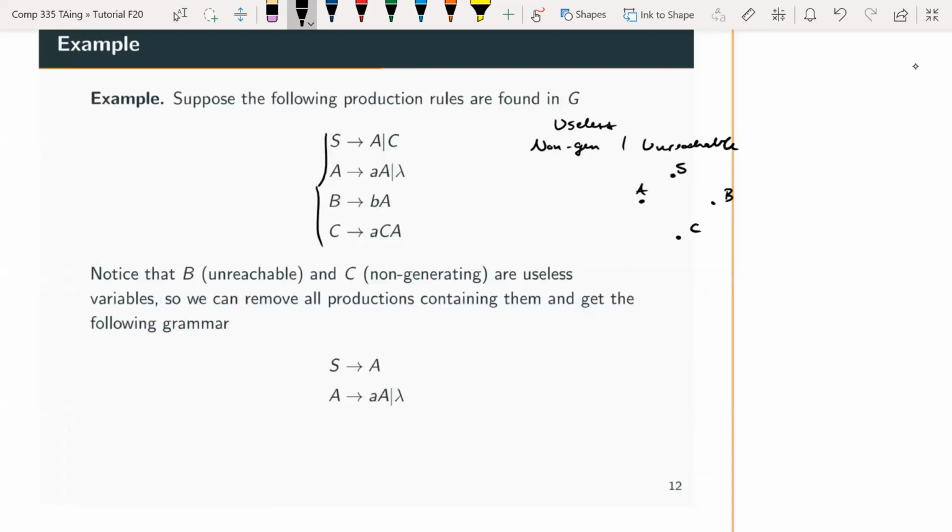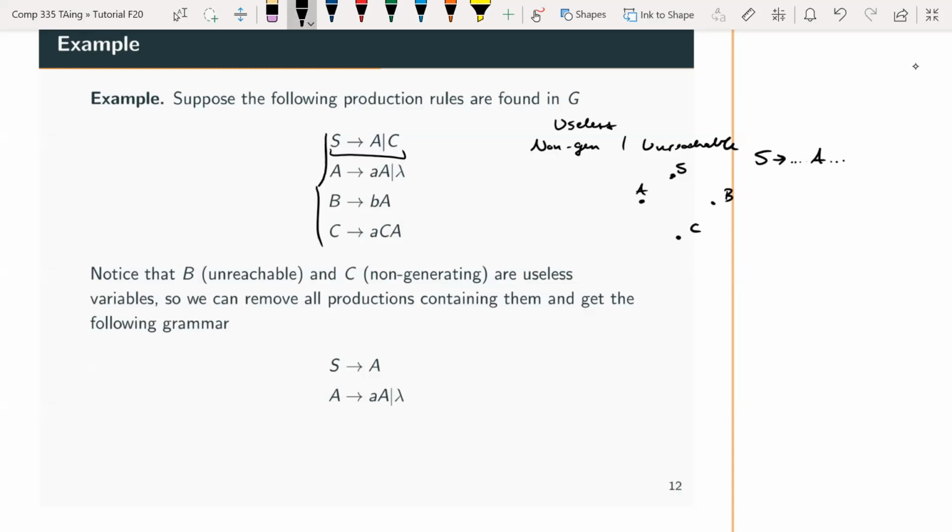And then I'm going to create an edge from one vertex to another vertex if there is a production rule that looks like, for instance, S gives me something, A, something. Then I put an edge from S to A. Okay, so that's pretty straightforward. And once you do this, every vertex which isn't reachable from S is going to be an unreachable variable. So that's the trick. Instead of forcing your brain too much trying to see if it is unreachable, this is a very simple procedure to check.